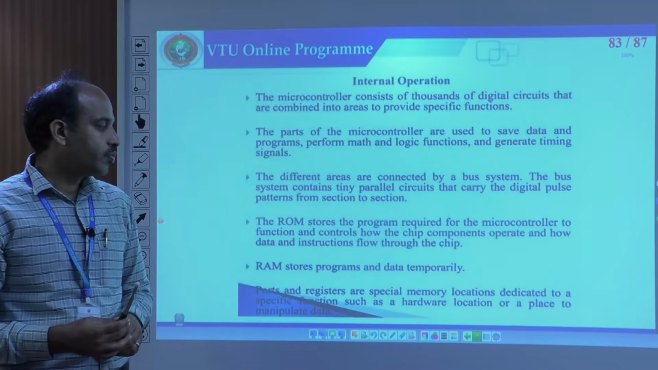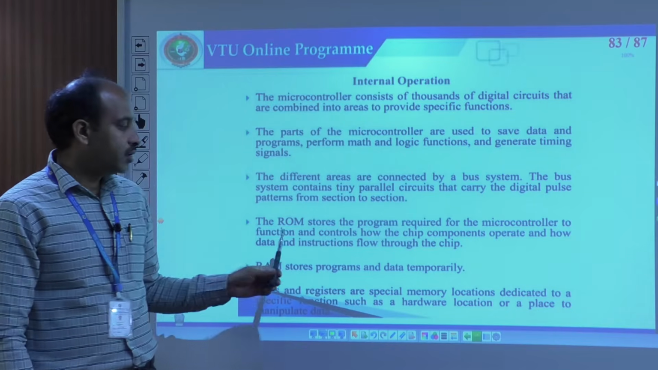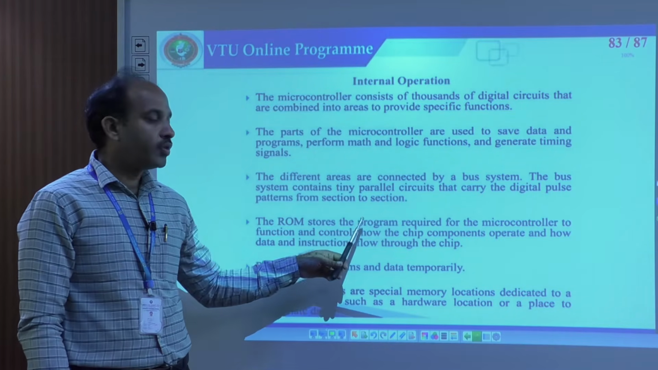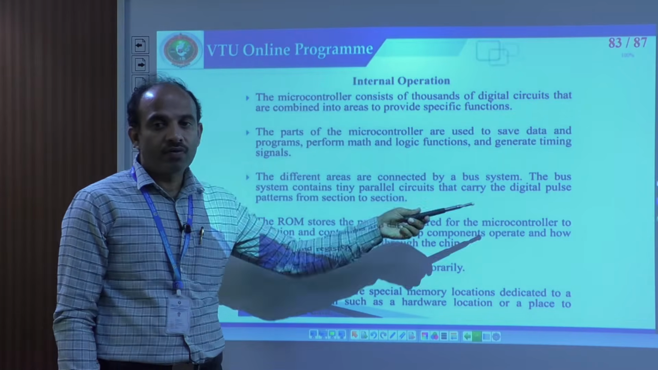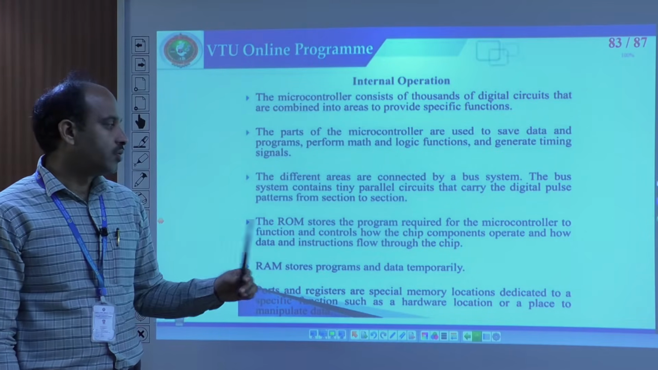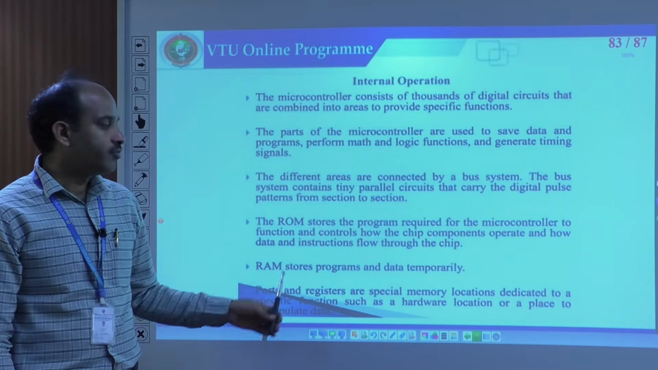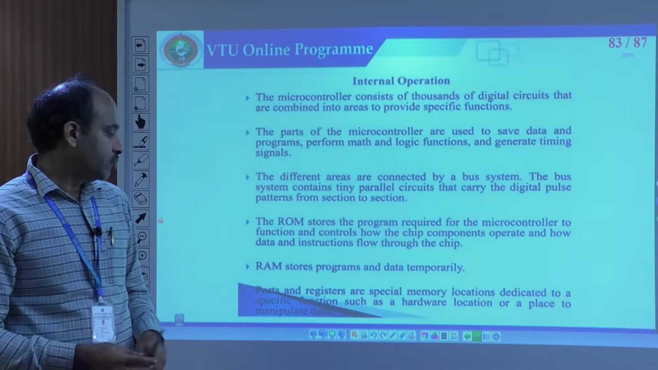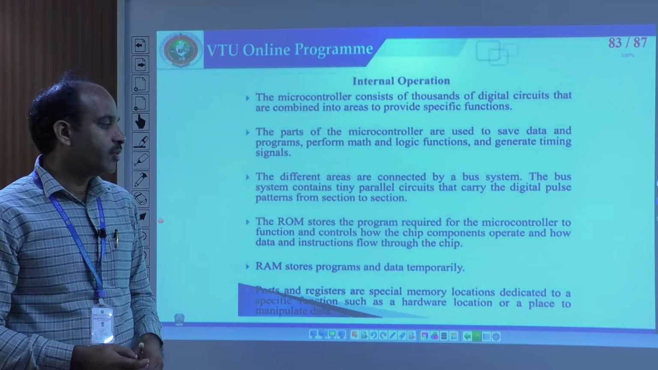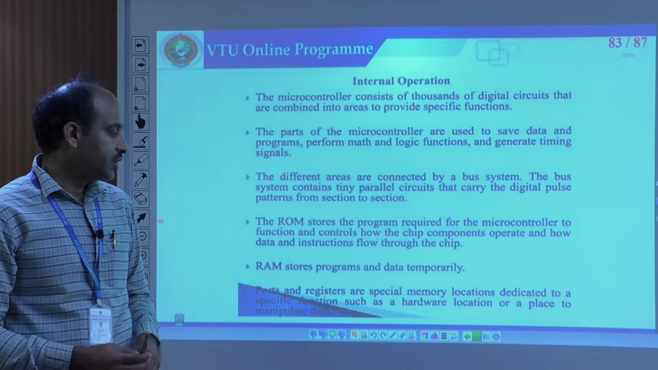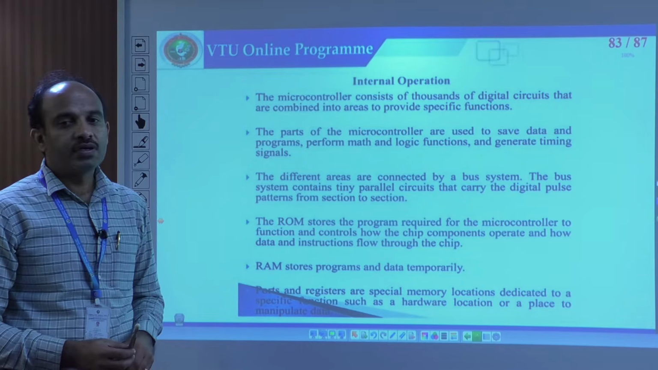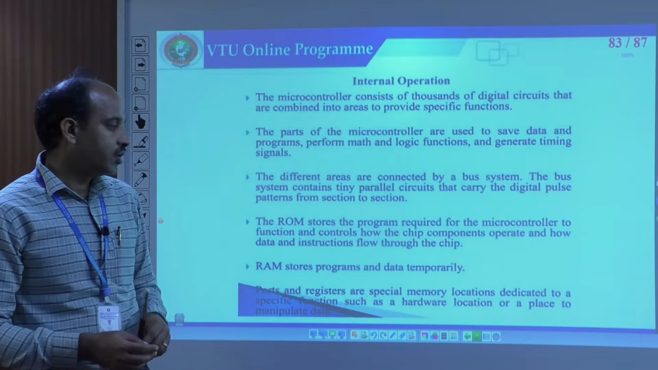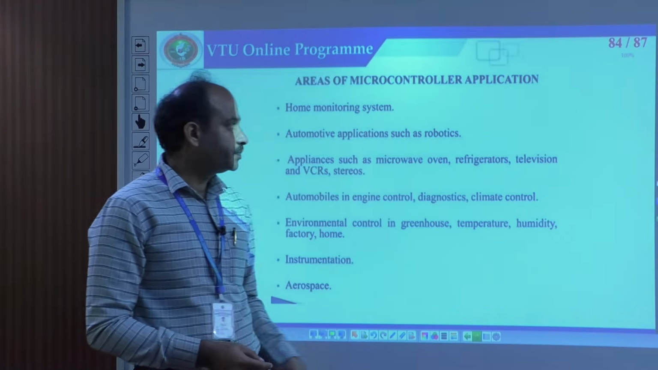And RAM will store the programs and data temporarily. But here RAM stores the programs and data temporarily. Both ports and registers are special memory locations dedicated to a specific function, such as a hardware location or a place where exactly you want to manipulate the data.